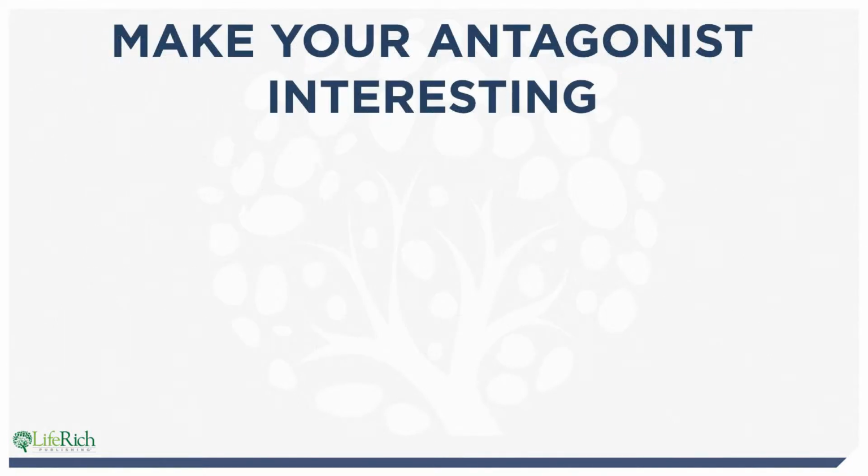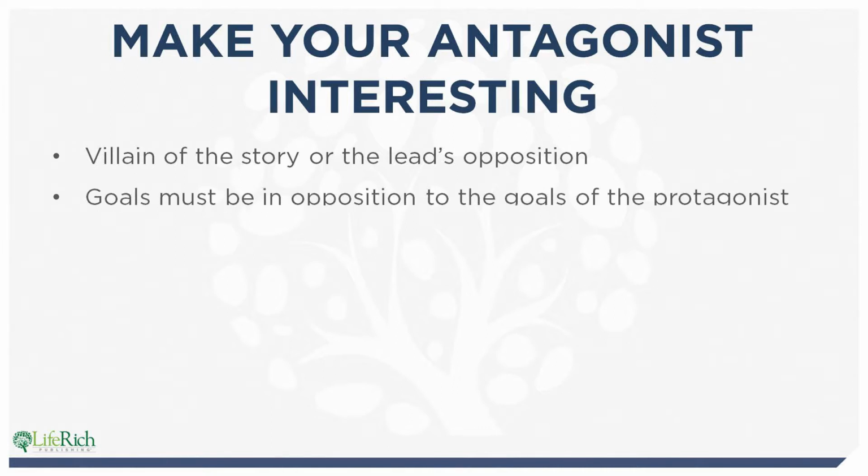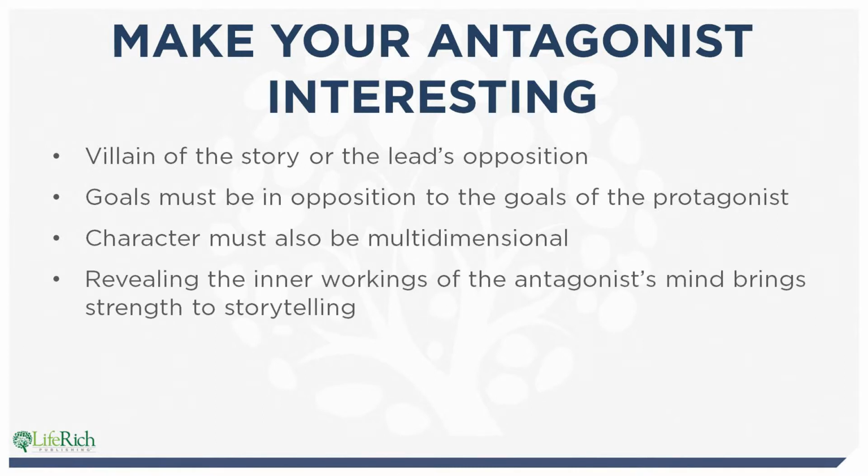You also need to make your antagonist interesting. This character is also known as the villain of the story or the lead's opposition. They also must have clearly defined inward and outward goals, and these goals must be in opposition to the goals of the protagonist. They are driven to do anything to stop the fulfillment of the protagonist's desires. This opposition creates an engine that drives forward a story. The antagonist might be an agent of evil in the story, but should not be all evil. If the reader has some sympathy for him, the story will be more authentic. Revealing the inner workings of the antagonist's mind brings strength to storytelling. In the end, he should get what's coming to him, or the reader will be left dissatisfied.